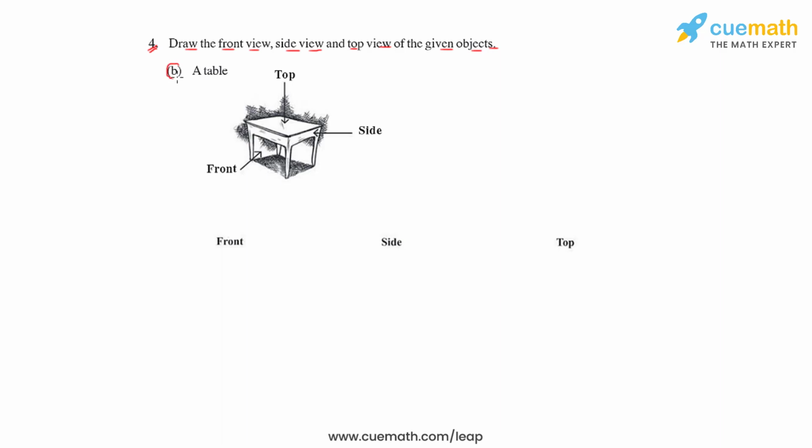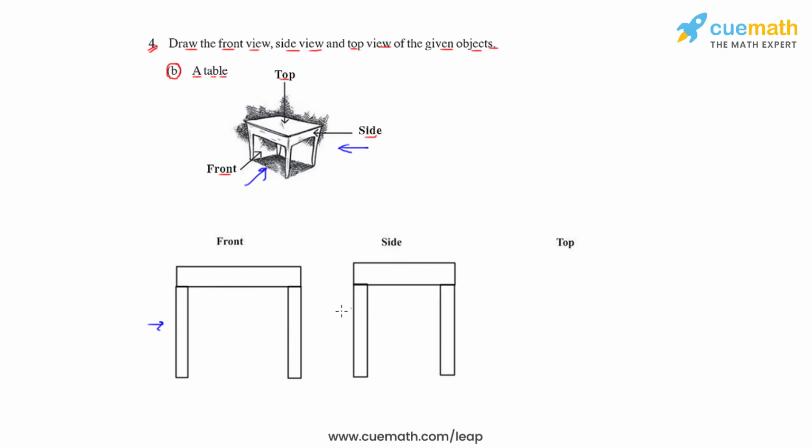Now the next object is object B, which is a table, and we again see that all the three views are marked. If we view this table from the front side, we'll observe the two legs of the table, and if we observe the table from its side, we'll observe the view to be this, where we see there is a difference between the front view and the side view because the distance between the two legs differs.